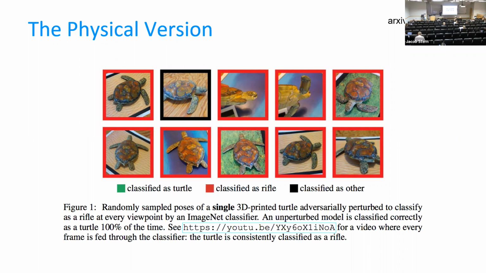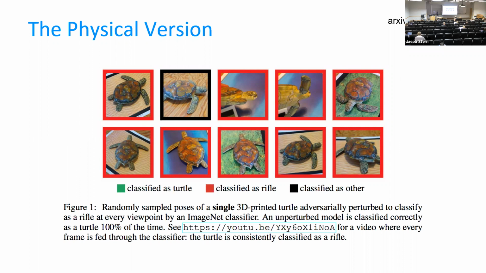What do you notice about this grid in particular? Any thoughts? Yes, Spencer? It's interesting because you can see that the one turtle that was not classified as a rifle, that was classified as other, the lighting's a little bit off compared to the other ones. So I don't know, might be something with the coloration, but I thought that's interesting. Yeah, definitely interesting. Any other thoughts?